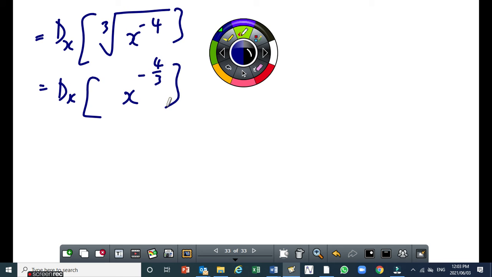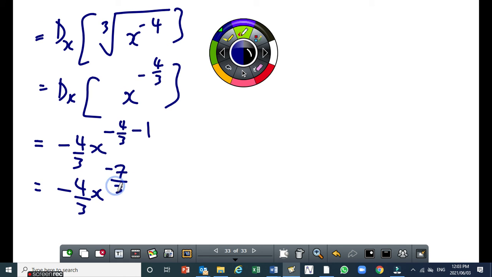Now I can find the derivative. Everything I've been doing so far is not calculus, it's algebra. Now I can say minus 4 over 3, which is the exponent, x to the power of minus 4 over 3 minus 1. And my final answer is minus 4 over 3 x to the power of minus 7 over 3. So this will be the final answer.